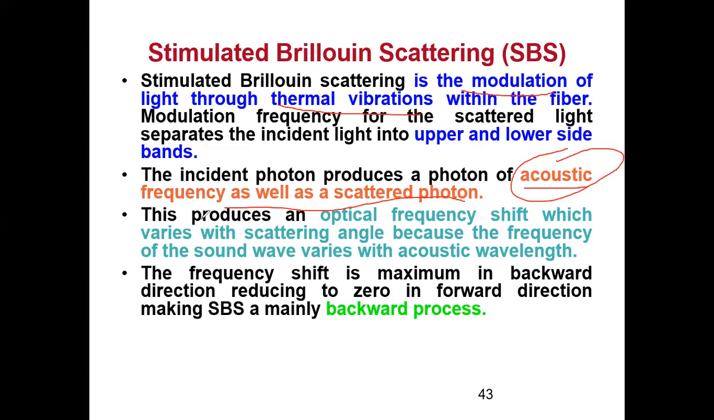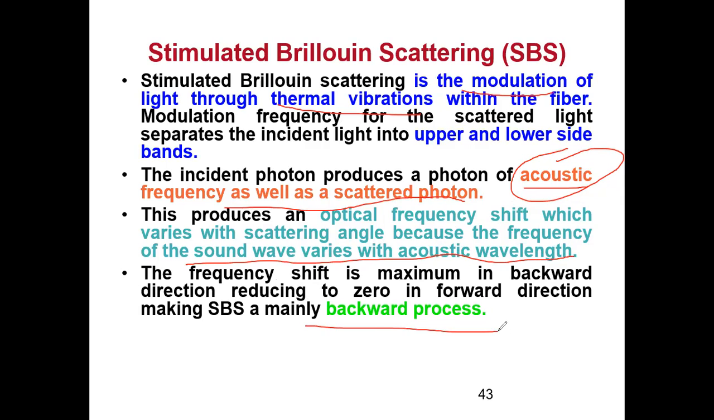So this produces an optical frequency shift which varies with scattering angle, because the frequency of the sound wave varies with the acoustic wavelength. And where is this acoustic signal produced from? Due to this vibration. The frequency shift is maximum in the backward direction, reducing to 0 in the forward direction, making SBS a mainly backward process.